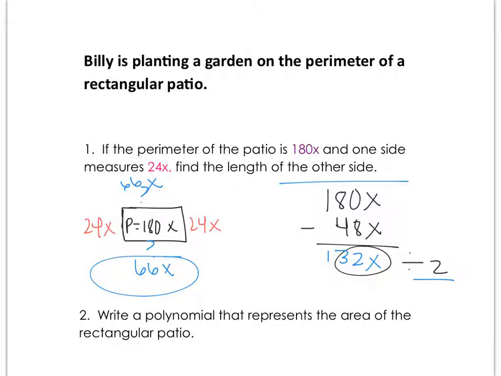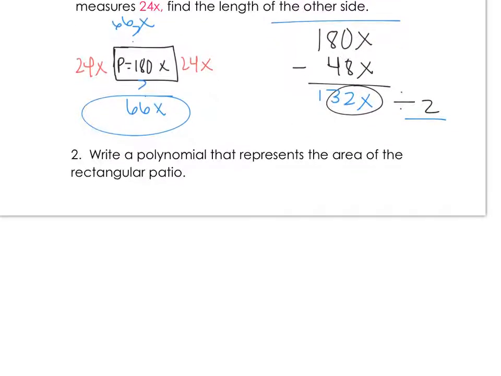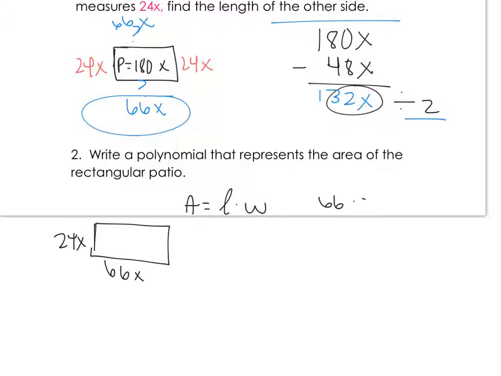Question 2 says, write a polynomial that represents the area of the rectangular patio. Well, we know the patio here, if I draw another picture, is 24x by 66x. And area is length times width. We know how to figure out this area. So we can take 66 times 24 and get 1,584. And then we know x times x is just x squared. So our area here would be 1,584x squared units squared.